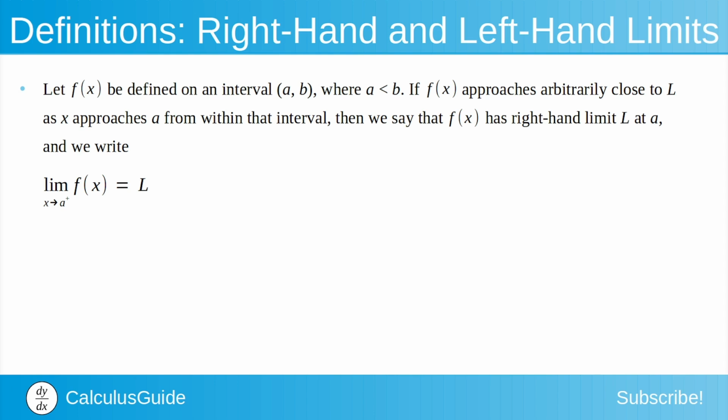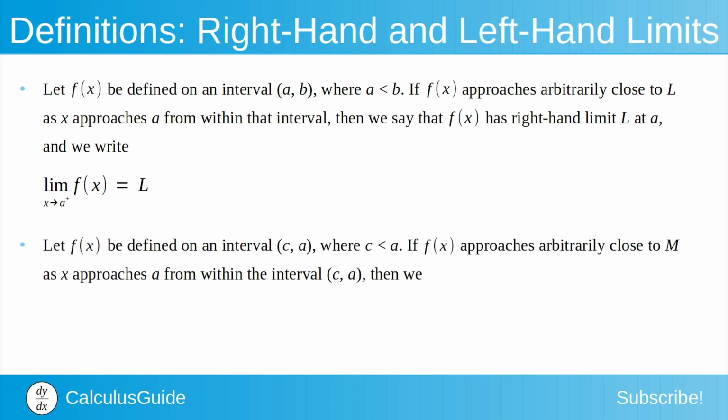We can define left-hand limits as follows. Let f of x be defined on an open interval from c to a, where c is less than a. If f of x approaches arbitrarily close to m, as x approaches a from within the open interval from c to a, then we say that f of x has left-hand limit m at a. We write that f of x has left-hand limit m at a in the following way.